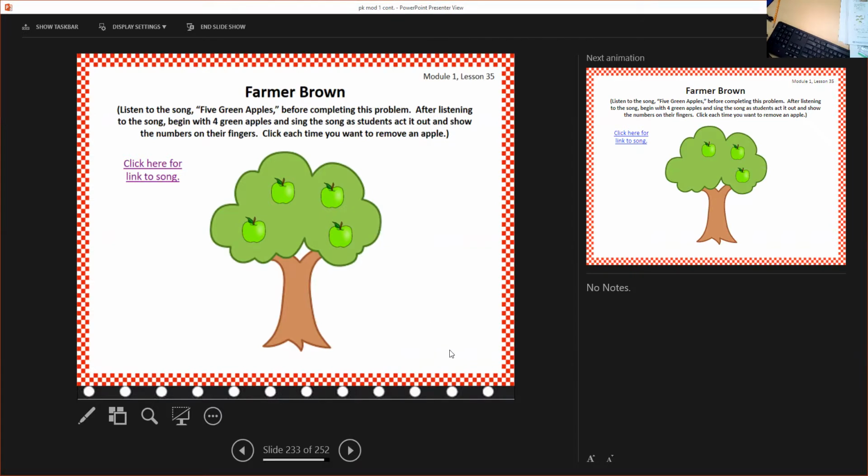Farmer Brown had 5 green apples hanging on a tree. Then he plucked 1 apple and he ate it hungrily, leaving 4 green apples all hanging on a tree.